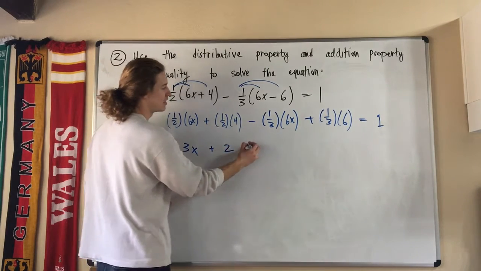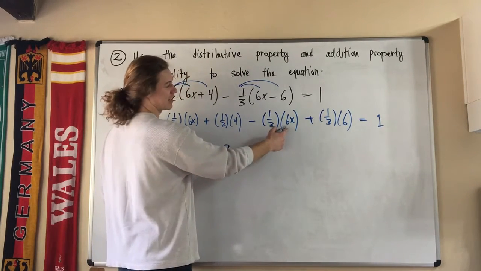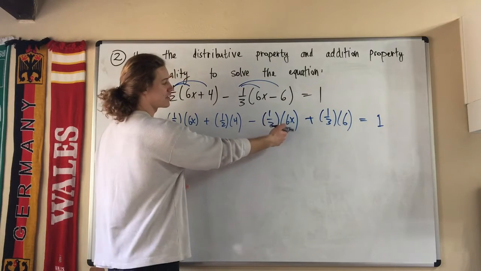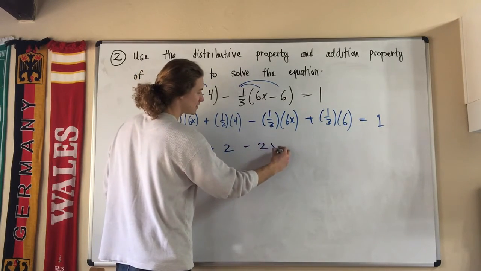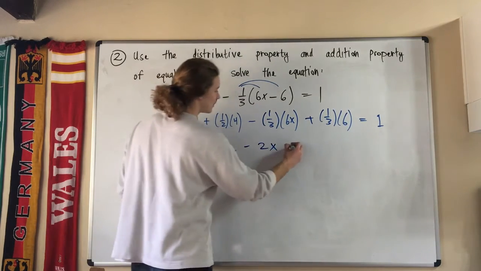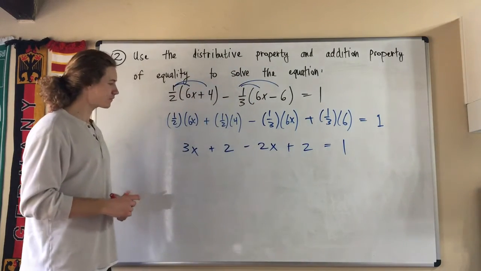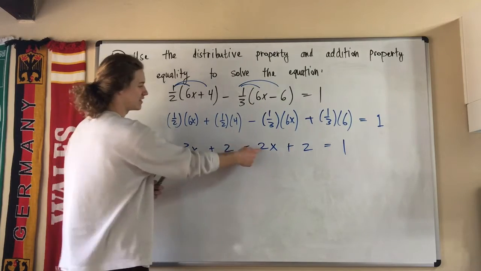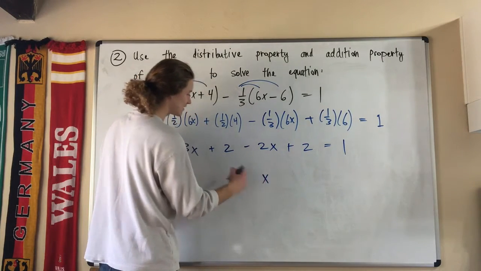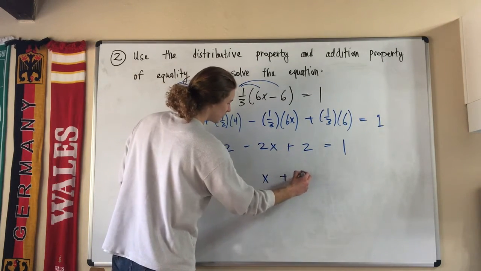That's like 2. Now, we have 1/3 times 6x. Well, 6 times 1/3 is the same as 6 divided by 3. That's 2. And then we still have to multiply by x. You can see my last term over here is just 2. And I have equals 1 on my right-hand side. By combining like terms, 3x and negative 2x, you can see I'll have an x. And I have a plus 2 and a plus 2. That would give me a plus 4.